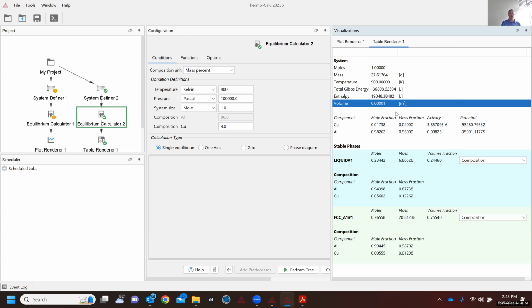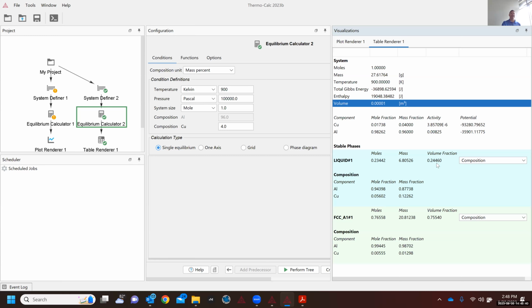And so with a small amount of copper, it doesn't change at all. And then down here, it will give us the stable phases. So at 900 Kelvin, it says we have 2 stable phases. We have a liquid phase and we have an FCC phase. There is 0.23442 moles of liquid, and it gives you the composition of that liquid in both mole fraction and in mass fraction. It'll also give you the volume fraction.